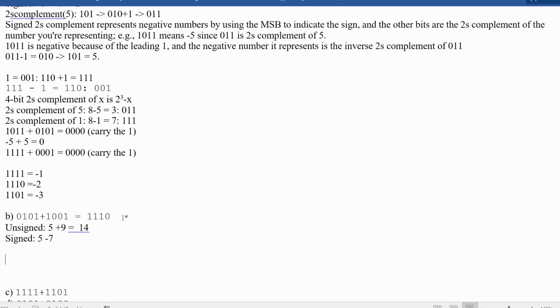Let's double check that. If we subtract 1 from 0, 0, 1, then we'll get 0, 0, 0, and then we take the complement of that, and we get 1, 1, 1. Yeah, that's 7. So this is 5 minus 7, and then over here, we've got negative 2. Okay, and that actually works out as well. So 5 minus 7 is negative 2.